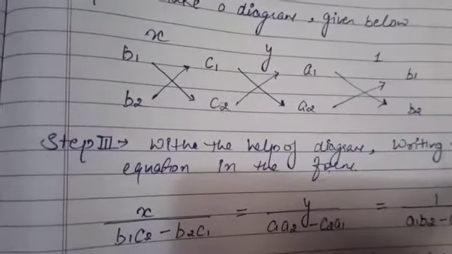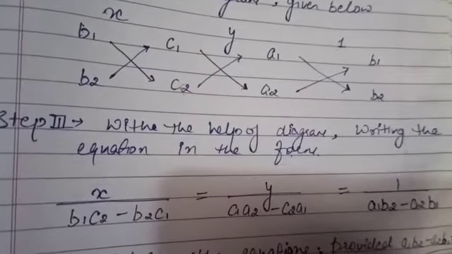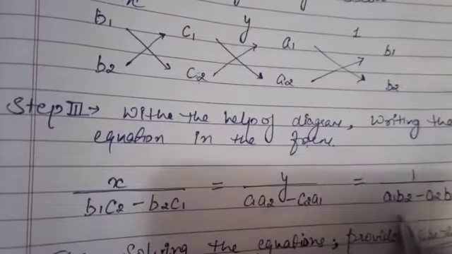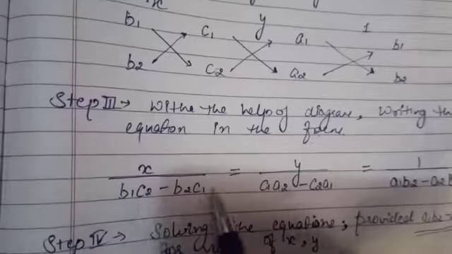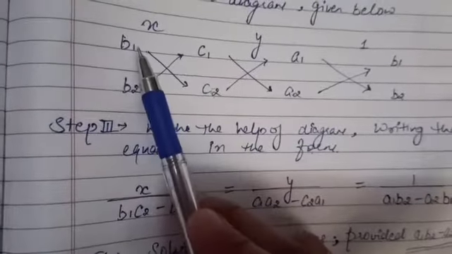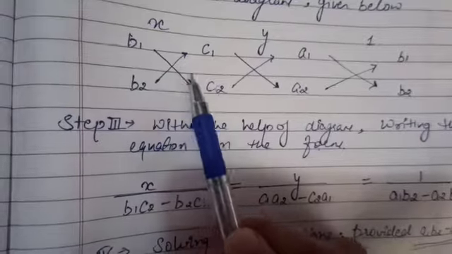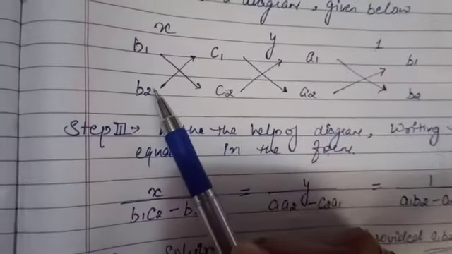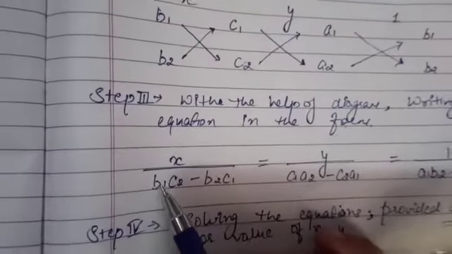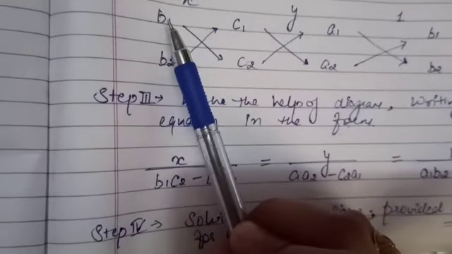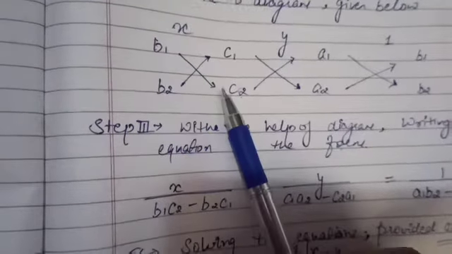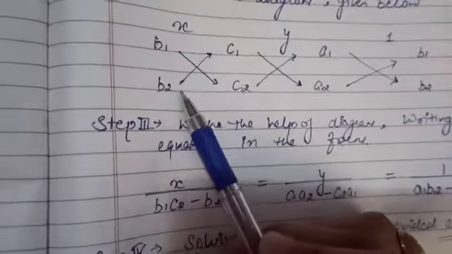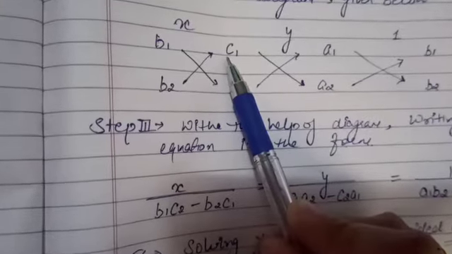And then in the next step we will write the equation as x divided by, y divided by, and 1 divided by. Now how will we write this part? To write this part we will start from here. We will multiply b1 with c2 and after that subtract b2 multiplied by c1. That is, start from this number. Here b1 will be multiplied with c2 and then we will put a minus sign here and then b2 multiplied by c1. So this is cross multiplication.